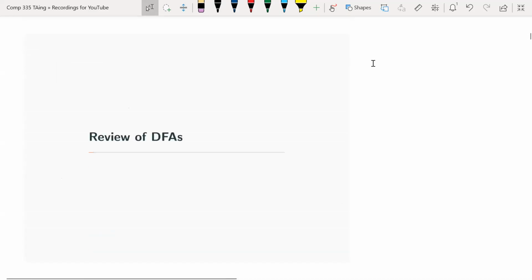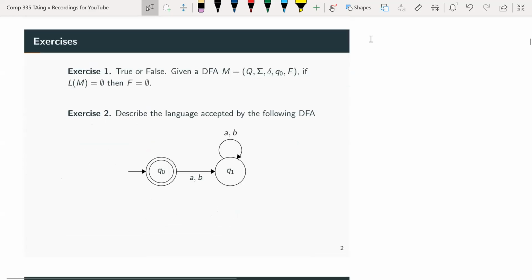So let's do a quick review of DFAs. So we have the following exercises here. As usual, I encourage you to pause the video and try these questions out yourself. Take maybe 1 or 2 minutes to try to ponder them, and we'll look at them together. Okay, so hopefully you've had a second to look at the questions, at least read them.